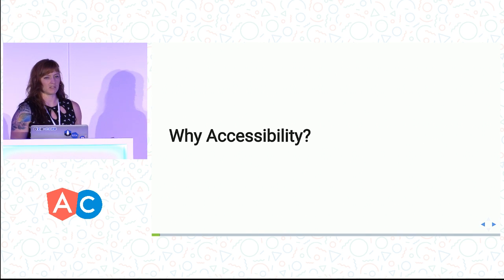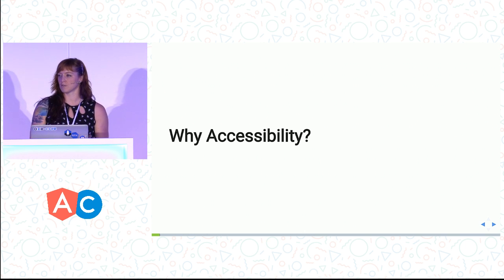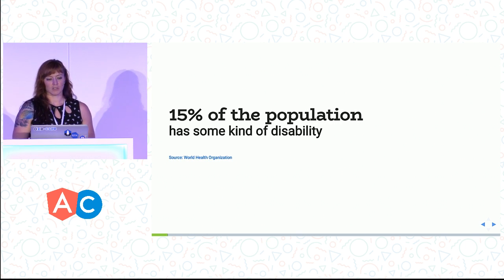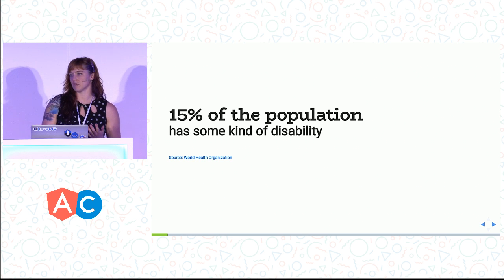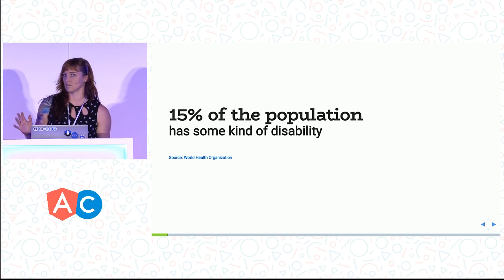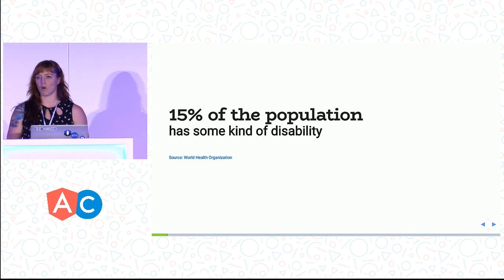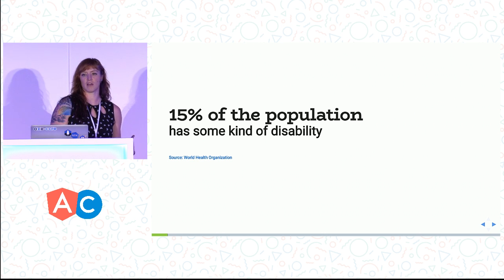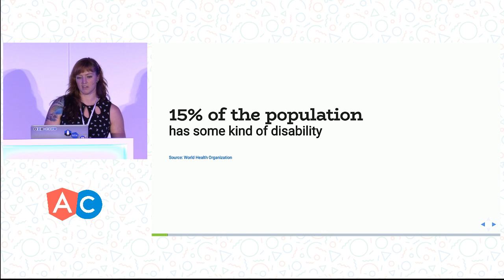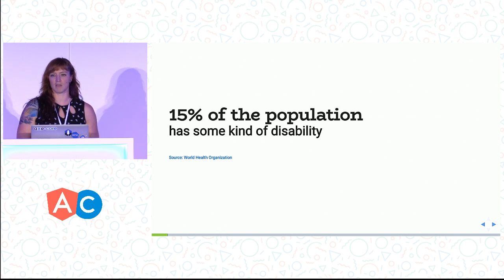So why accessibility? It's important to me, but why should it be important to you? Roughly 15% of the population has some kind of a disability, and it's a pretty big group of people. There's all different kinds of people in the world. When you think about 15% of the population might have some issue with an application that you're writing, that's a pretty big segment of humans on this planet. So it's really neat that we can actually make the web better for them. So let's talk about how we can do that.